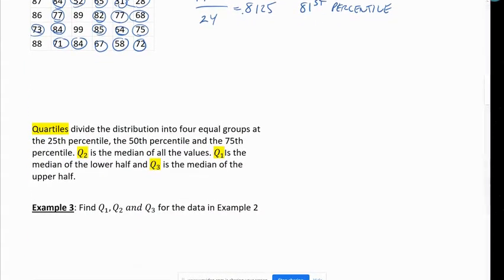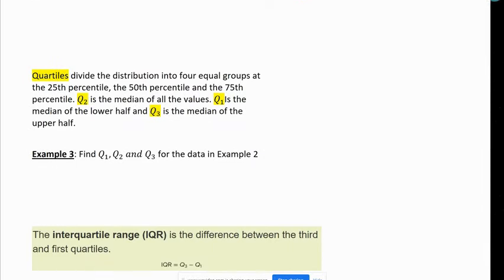We can also identify quartiles of a large data set. It basically divides the data into 4 groups of equal number of items in each group. And so Q2 is just the median. And then Q1 is the median of the lower half, and Q3 is the median of the upper half.